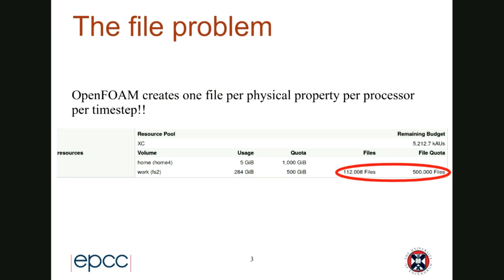But OpenFOAM are aware of this, and in 2017, with OpenFOAM version 1706, they brought out a new method of dealing with this writing issue. Instead of having every processor write one file per physical property per output time step, they would only have the master processor write that file for everyone.